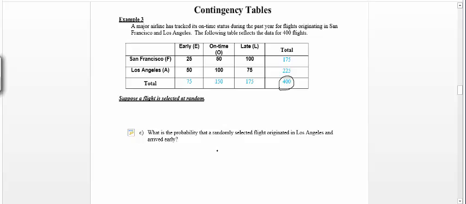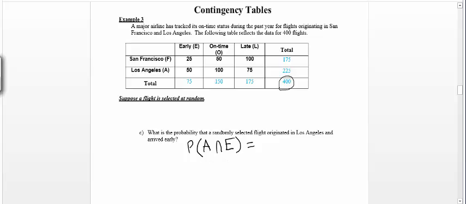What's the probability a flight originated from Los Angeles and arrived early? Okay. Again, I'm going to work on the probability statement. It'll make the calculations easier if we know what we're trying to calculate. That it originated from LA, A, and that it arrived early. A joined with E.